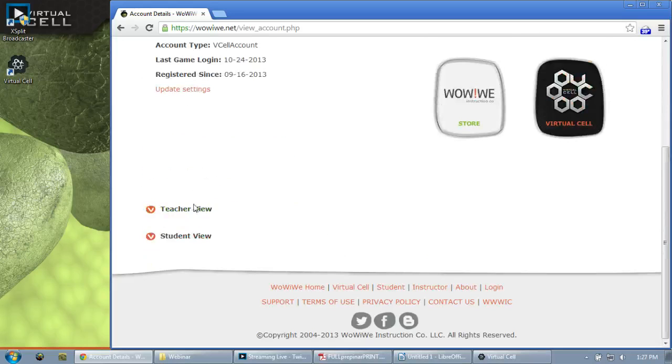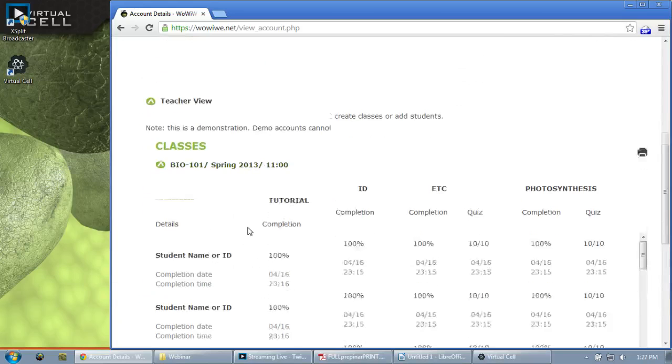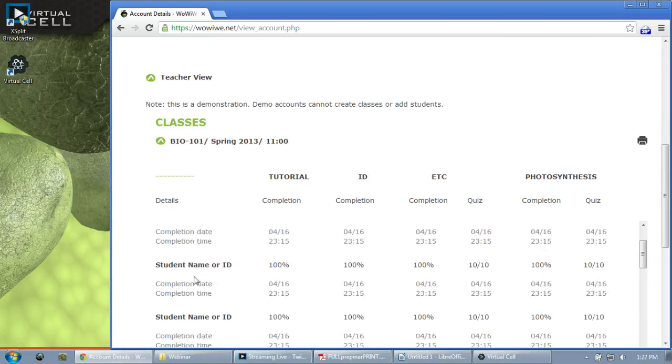As a teacher, your view is a little more complicated. It's broken up by classes here, and you're able to expand these and see a list of all the students in your class, what they've completed, their quiz scores, and date and time they've completed that. And again, a print button for hard copies of that if you want it.